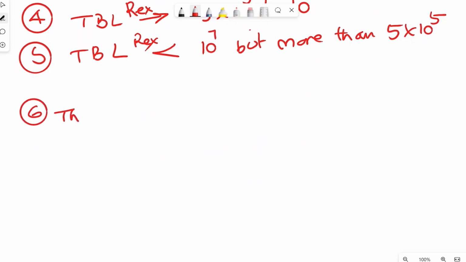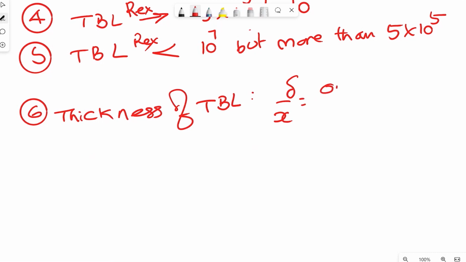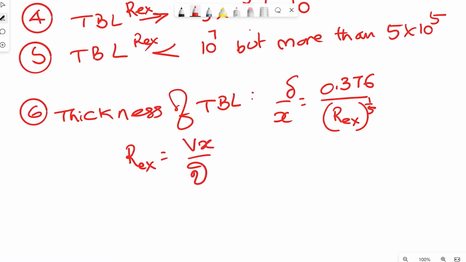What is the thickness of the turbulent boundary layer? It is again given by delta by x is equal to 0.376 divided by Rex whole to the power of 1 by 5. There it is 1 by 2, here it is 1 by 5. And Rex, you know it, is V into x by nu, where x is the distance from the leading edge, V is the velocity, and nu is the kinematic viscosity.